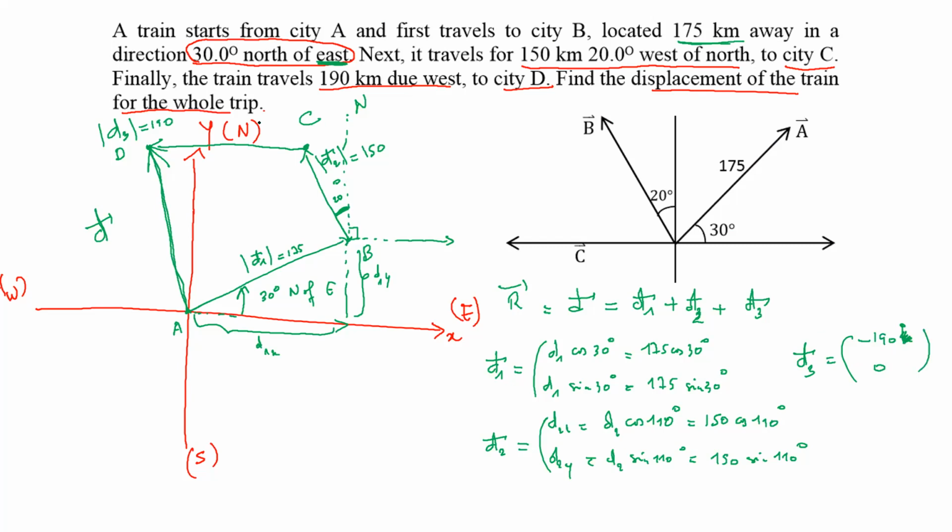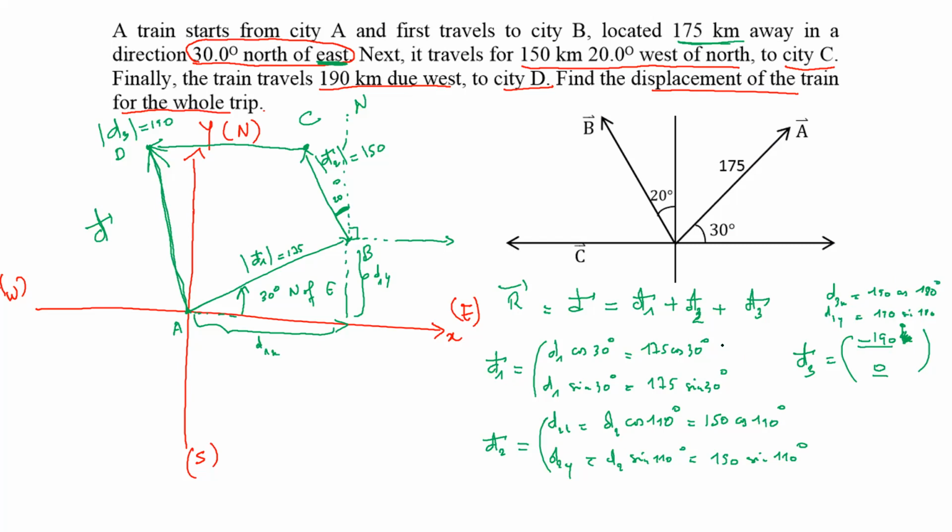You get my point? This D3 is purely along the X direction and it's in the negative X, so it's minus 190. You can say that D3X is D3, 190, times cosine of the angle between positive X and D3, which is 180. Cosine 180 is equal to minus 1. And D3Y is 190 sine 180, which is 0. This is what we found already here.